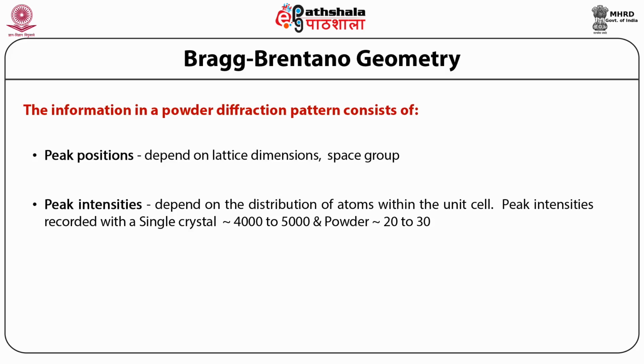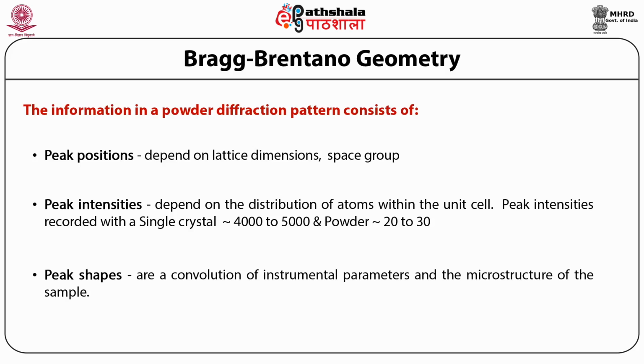The difference between the peak intensities recorded with a single crystal and a powder sample is that the total number of Bragg reflections will be up to 4,000 to 5,000 in the case of a single crystal and only a maximum of 20 to 30 lines in a powder pattern. Peak shapes are the convolution of instrumental parameters and the microstructure of the sample. They tell us about the crystallinity, disorder, and defects.